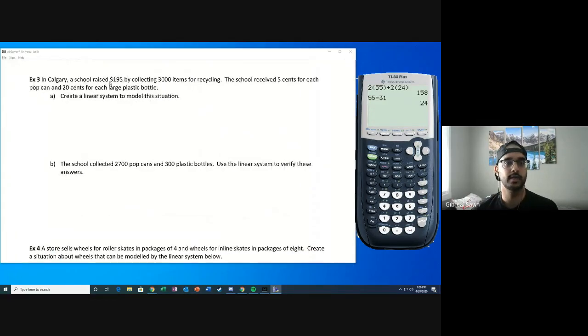In Calgary, a school raised $195 by collecting 3,000 items for recycling. The school received 5 cents for each pop can and 20 cents for each large plastic bottle. Create a system to represent this. Okay.